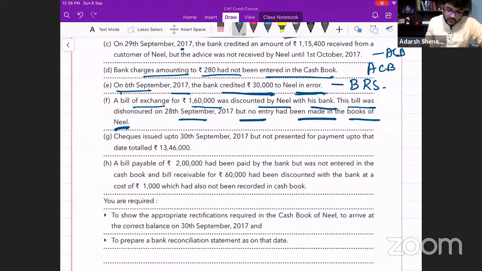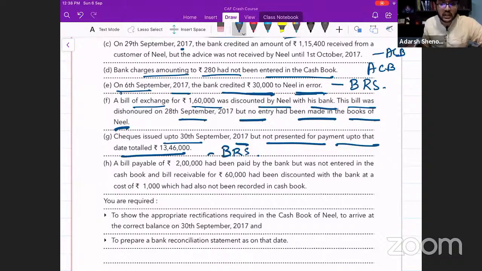Next one. Checks issued up to 30th September 2017 but not presented for payment, up to that date, total 13,46,000. Where will this appear? Is this an error? This is not an error. Will this appear in the BRS or in the cash book? Is this a mistake from anyone's end? No, it's not anyone's mistake. It will come in the BRS. It will not come in the adjusted cash book.